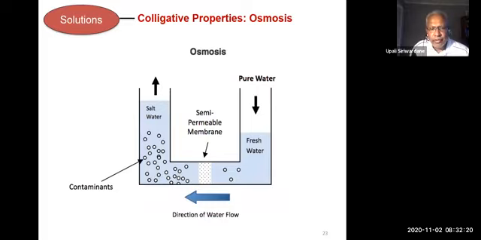When you add salt water to one side of a semi-permeable membrane, the fresh water passes through the semi-permeable membrane and increases the height of the salt water column. So that extra pressure that applies pushes water down through the semi-permeable membrane. Dilution by water flow is shown in this diagram.